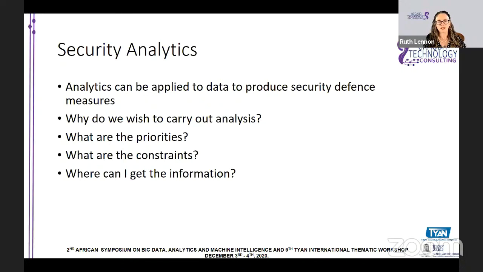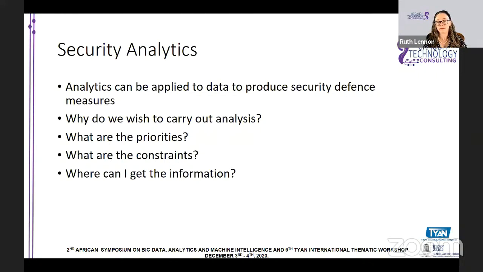Lies, damn lies, and statistics, you can make the data say something. It's better to find out what it is you want to do, find out what's the right data to analyze, and go from there. So why do we want to carry out that analysis? What are the priorities that we're looking for specifically? What are we trying to improve? Where is the value that we are adding to the system?